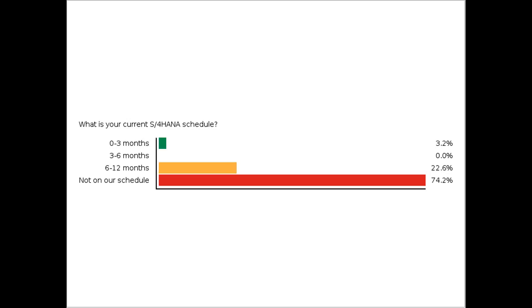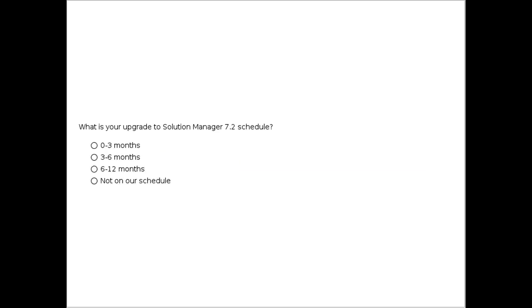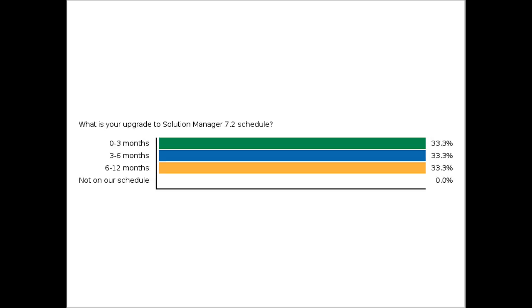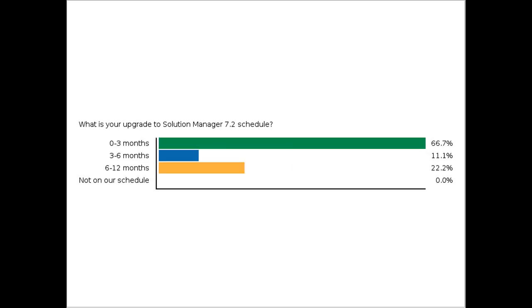All right, so let's move on to the next question. And your upgrade schedule to Solution Manager 7.2, what does that look like for you or your company? Is that going to be 0 to 3 months, 3 to 6 months, 6 to 12 months, or it's not on our schedule? I'd imagine it's on most people's schedule, and it looks like a lot of people are going to be doing that within the year as well as 0 to 3 months.